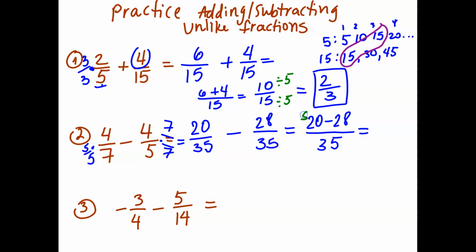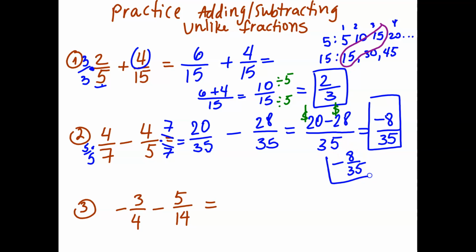Think about dollars. If you have $20 and you need to spend 28, you will have to borrow the $8 from somewhere. If we borrow, that would be negative 8 over 35. That is the answer. We can also write it as negative 8 over 35 and put the negative sign next to the whole fraction. Let's look at the third problem.